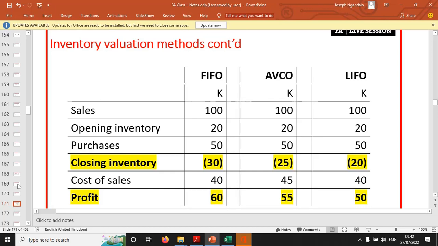Understand here. My focus is closing inventory. So please write this point. The higher the closing inventory, the higher the reported profits. Do you understand that? It is not there, but it is worth noting. It's not there, the gross profit or the reported profits. All right.